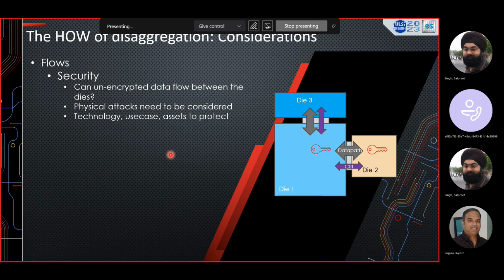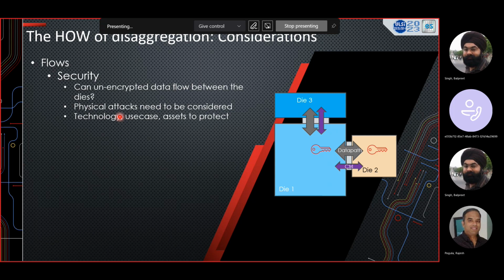And we also need to understand whether we are only talking about a physical attack between the dielets. Somebody who has physical access to this chip can do physical probing. We are not talking about a software kind of attack, here we are talking about a physical attack. So we need to understand what the attack vectors are that this product needs to be built against. With that backdrop, what is the technology we are using? How easy is it to probe the data between the packages? What is the use case? What kind of data am I putting over here? Is it critical data? Is it confidential data? And what kind of assets do I want to protect?